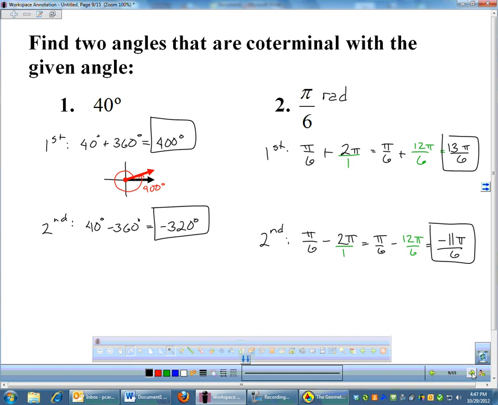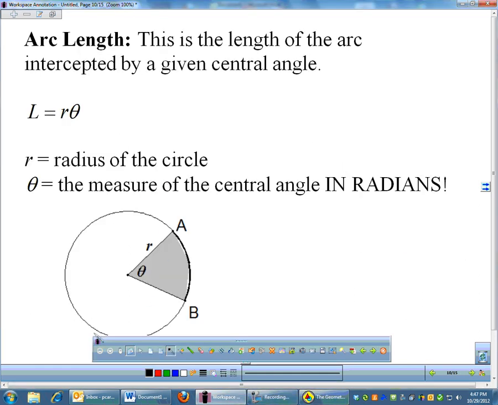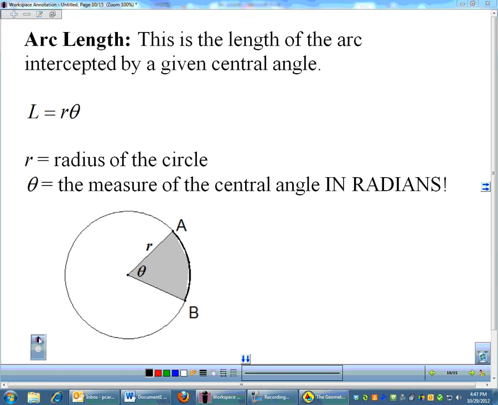Then there's just two more things to do. How long have we been here? 12 minutes? Yeah, that's kind of what I was expecting. The last two things, they're not too bad. It's just a formula you're going to have to remember. There's arc length and then sector area. First, we're going to look at arc length.